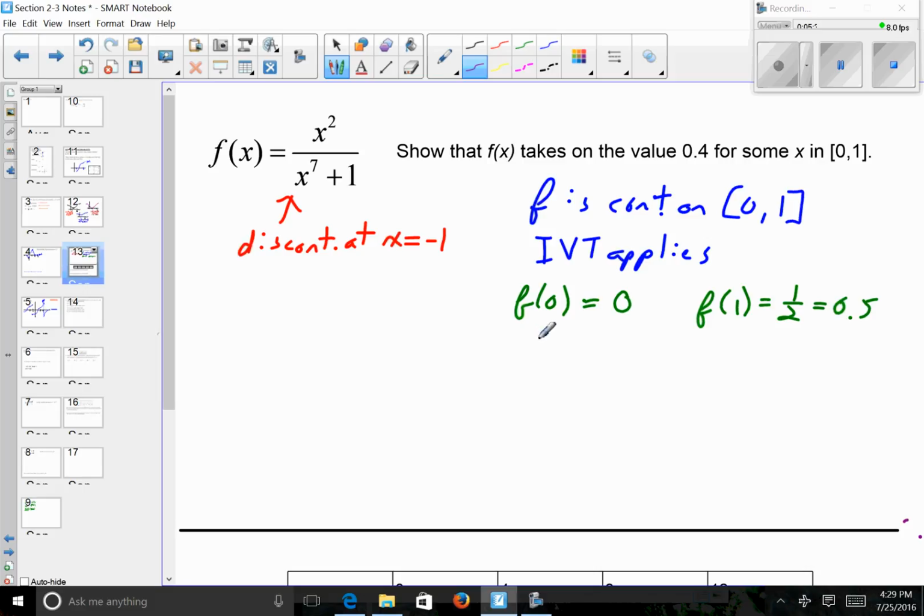So we can say, yes, f of x does equal 0.4 for some value in that interval from 0 to 1. Now, please note, it doesn't care what the x value is for that. It just wants us to show it has to happen.